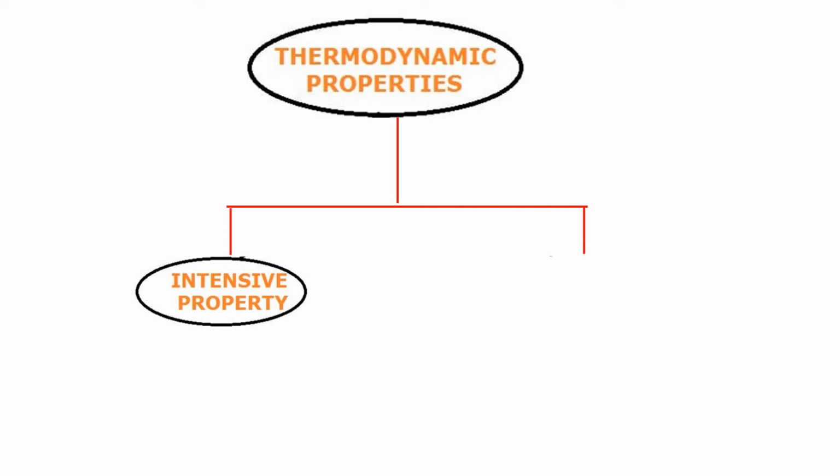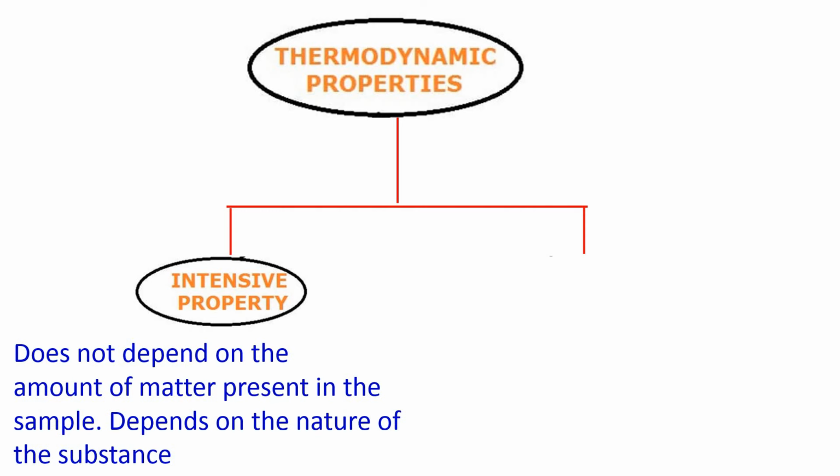Thermodynamic properties are the properties which tell us about the nature of the thermodynamic system, and these thermodynamic properties are of two types. Number one, intensive property. What is that? These properties are independent of the amount of the substance present in the sample. It depends only on the nature of the substance and is independent of the amount and size of the sample. So this is intensive property.